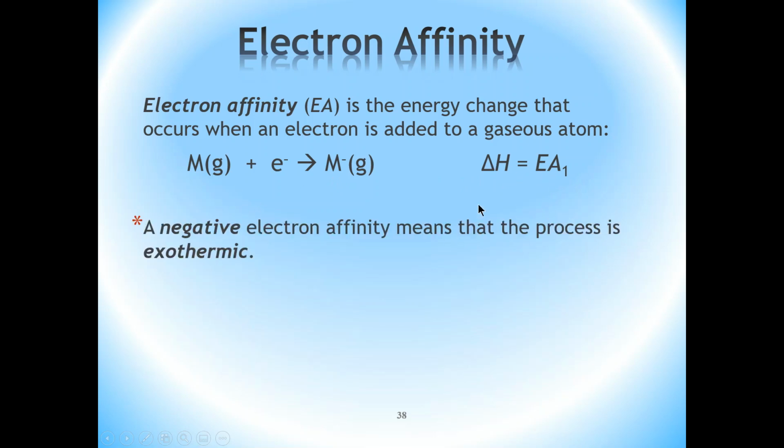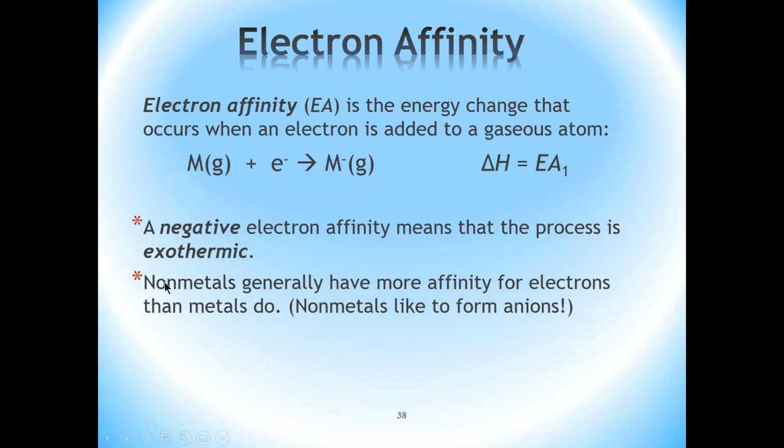The first thing I want to mention here is that the electron affinity values are typically negative, and therefore that means this process is an exothermic process, right? Because the electron affinity value would be some negative number.